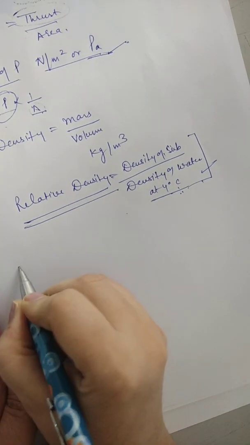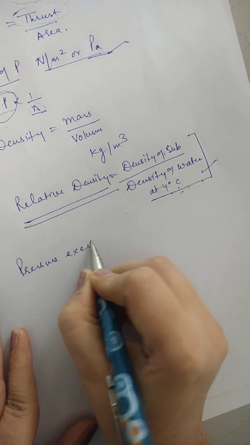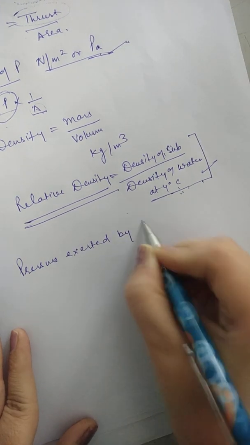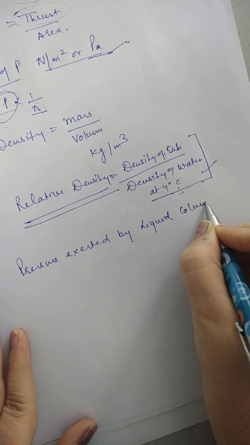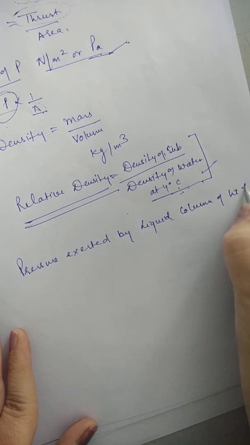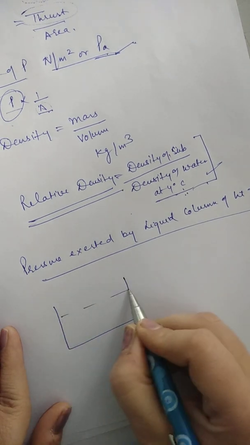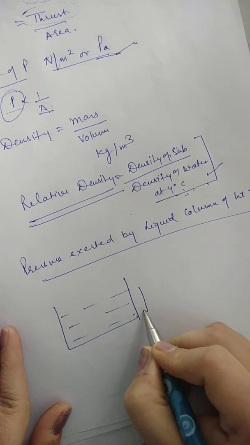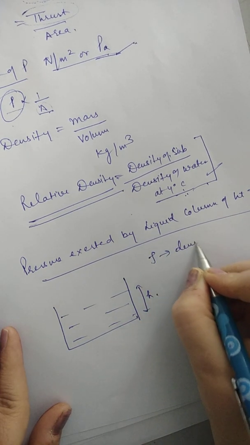Now pressure exerted by a liquid column of height h. This you have to find. This is a container in which the liquid is present up to the height h, right? So rho is the density of liquid.